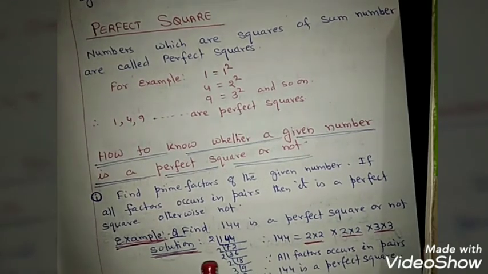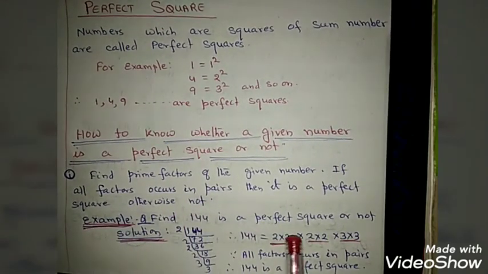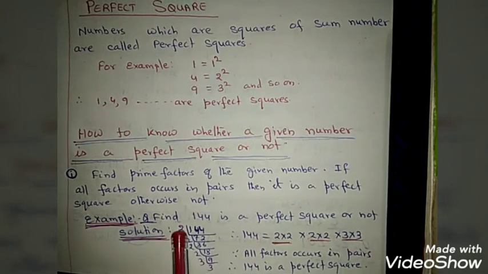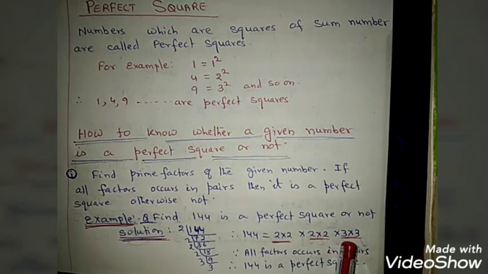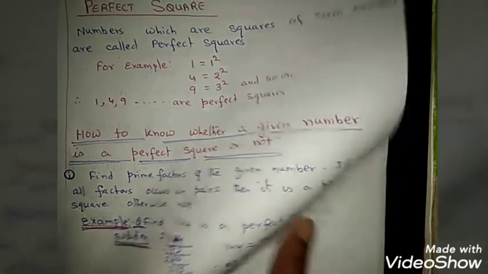Here you will find that 144 is a number, and when we find out the factors of 144, we get 2 into 2 into 2 into 2 into 3 into 3. Here I have calculated the factors. So here we find that each of the factors is in a pair. Since all the factors occur in pairs, I can say that 144 is a perfect square number.